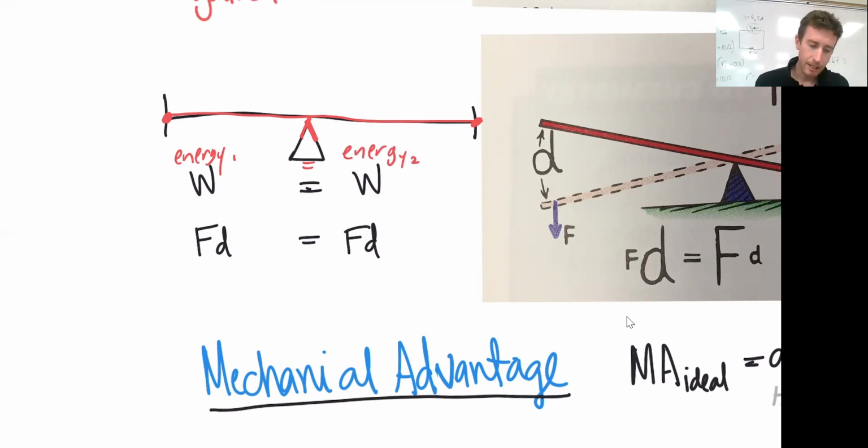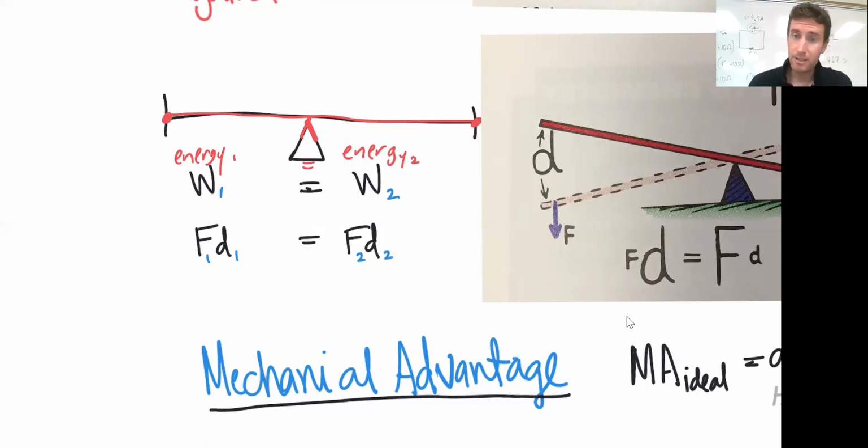So what that means is the work, which is a type of energy, on side one has to equal the work on side two, or the force on side one times the distance of side one has to equal the force on side two times the distance on side two.